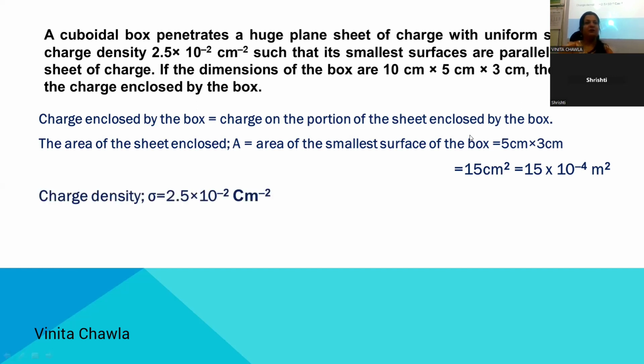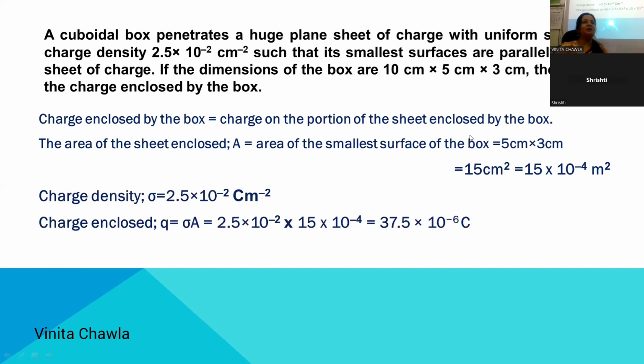Charge density is given. It is 2.5 into 10 power minus 2 coulomb per meter square. Charge enclosed, because charge density sigma is Q by A, charge upon area. So charge will be charge density multiplied by area. Charge density is given, area is given. You just have to multiply these two and you will get this. So now we have charge in 10 power minus 6 order. 10 power minus 6 is micro, no? So charge is 37.5 microcoulombs.